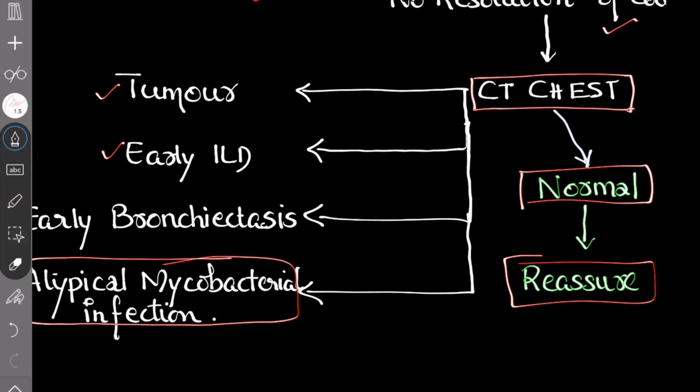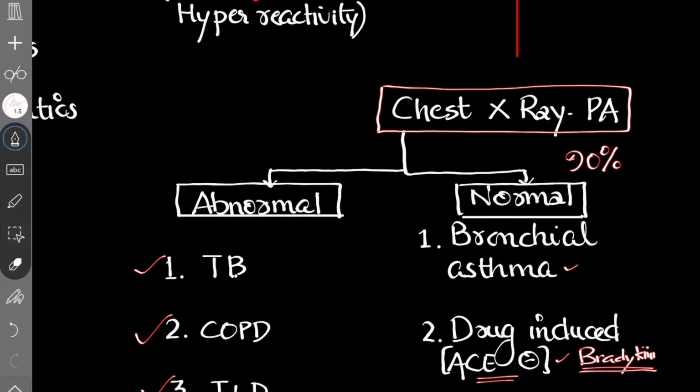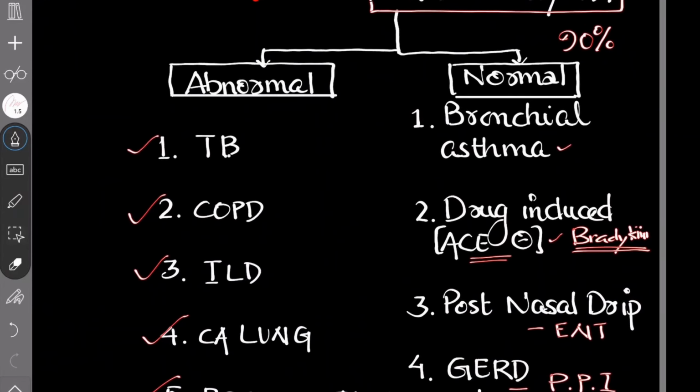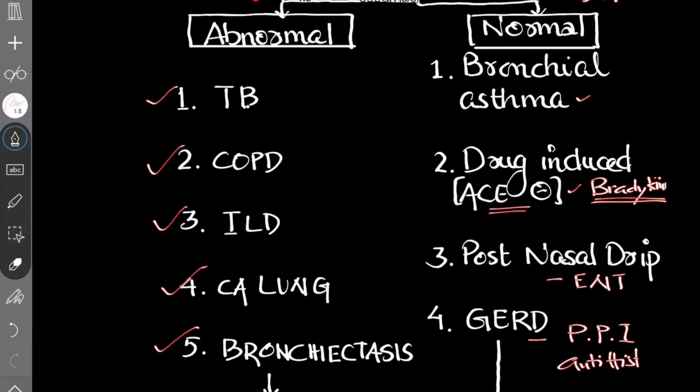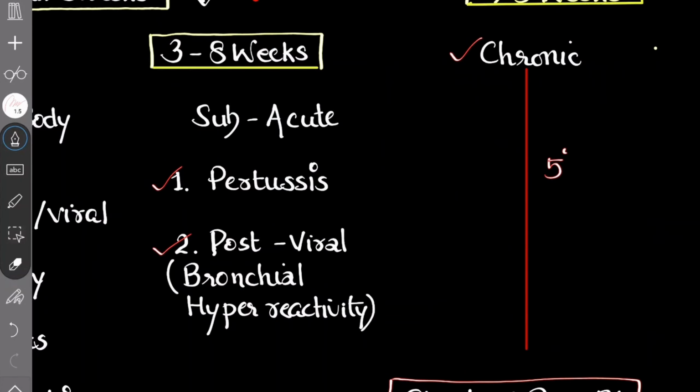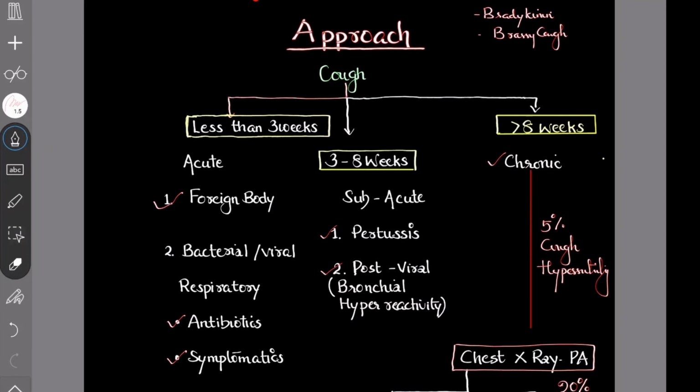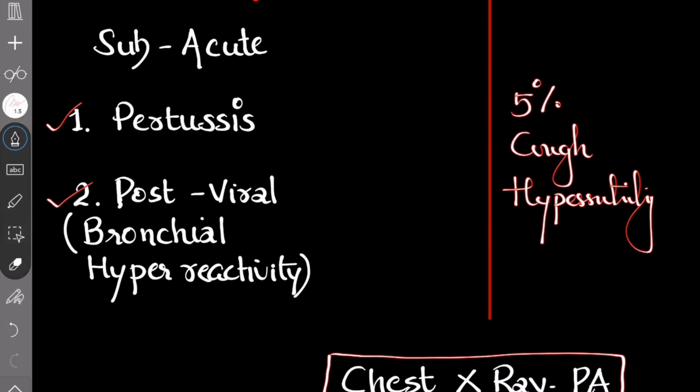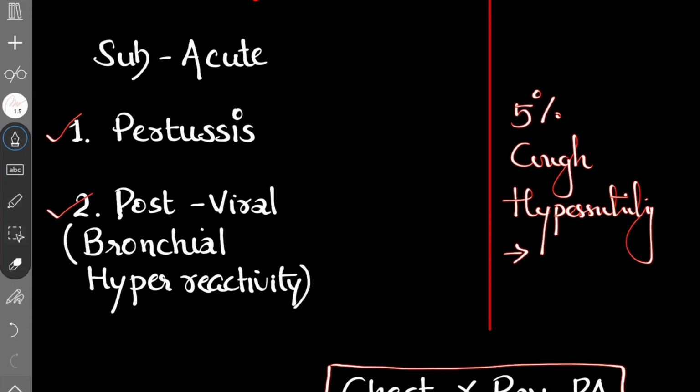As we said, in 90% of cases where the chest X-ray is normal, it is bronchial asthma, ACE inhibitor induced cough, postnasal drip, or GERD. But in 5% of cases, there is cough hypersensitivity. This cough hypersensitivity is similar to chronic fatigue syndrome. Here we give gabapentin or pregabalin to stop the cough.